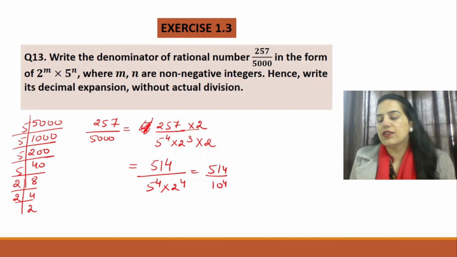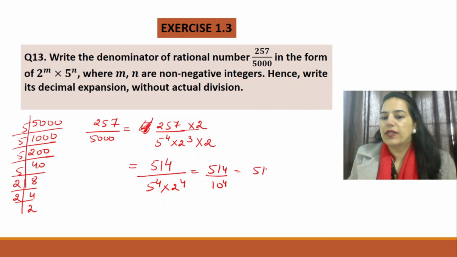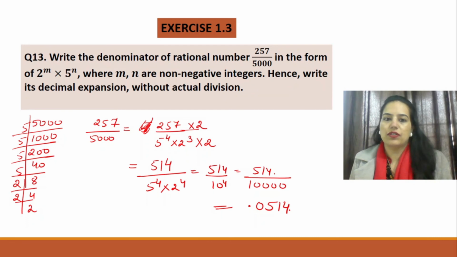And now it is easy. You only have to shift 4 decimal places, or I may write it 1, 2, 3, 4. And now if I shift from here, I'll get 0.0514. So without actual division, I found the decimal expansion.